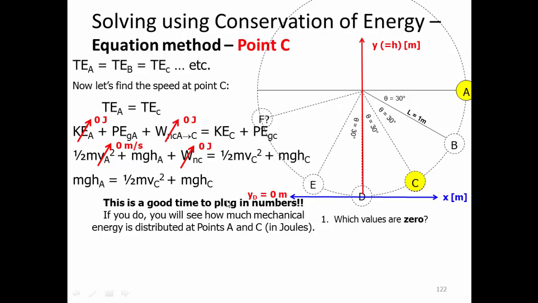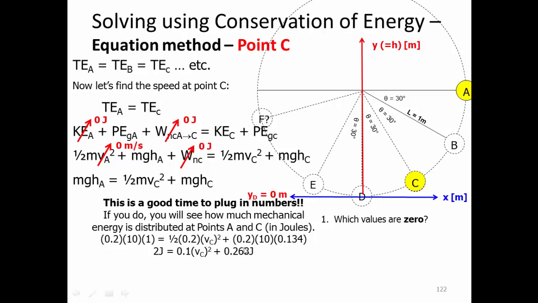And once again, this is a good time to plug in numbers. I love to plug in numbers in these types of problems because it shows you how much energy you have at each point, and you can see how the energy is being transferred from one form to the other. So plug in some numbers, and what you find out is our initial potential energy due to gravity, which is sitting right here, is 2 joules, just like we had before. And we have our velocity, which is what we're trying to find. Here's our kinetic energy term. Don't know what that is.